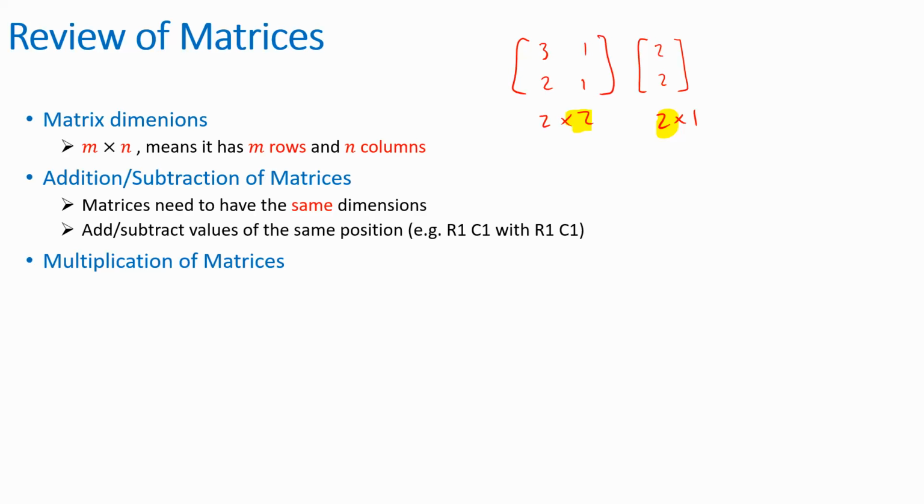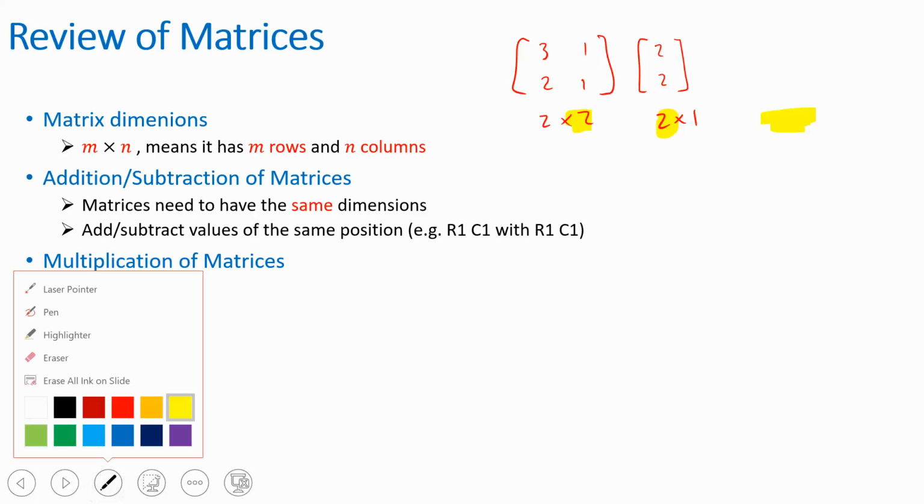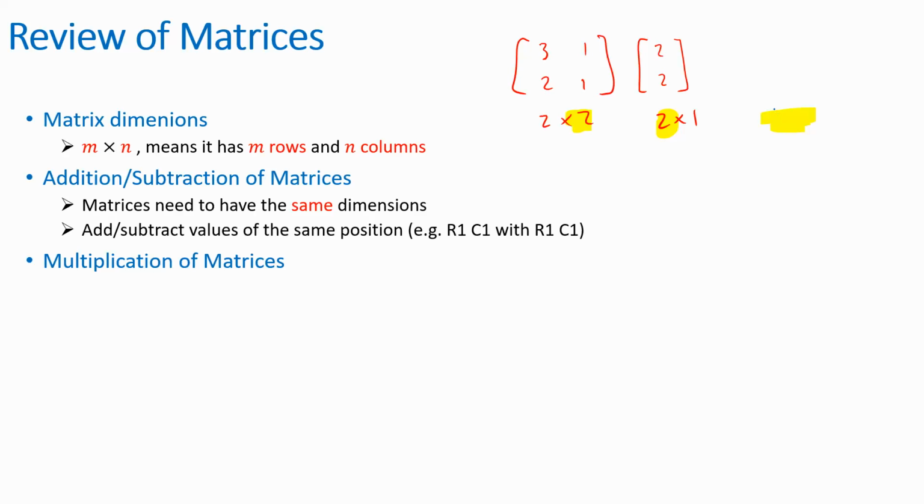So what I know is when I multiply that, my ending matrix should end up being, I'm going to write it over here in blue, a 2 by 1. Now, the question is, how do you get that answer? Okay, so how do you multiply matrices again?